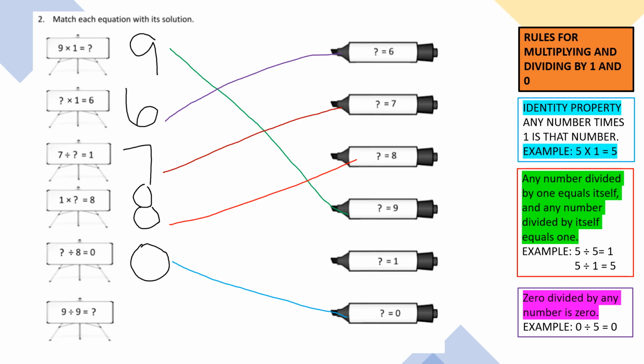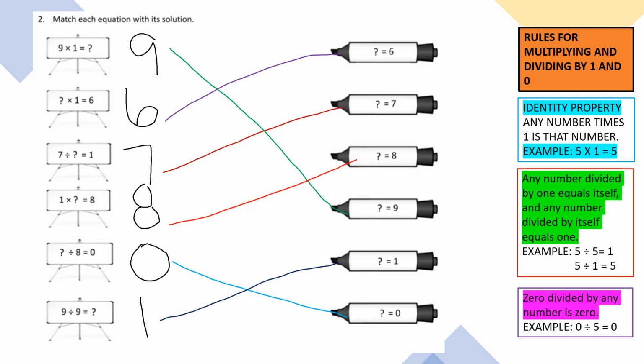The last equation says 9 divided by 9 equals blank. Well, the only number left is 1. So if you said 1, you're absolutely correct. 9 divided by 9 is 1. Draw a line from here to 1.